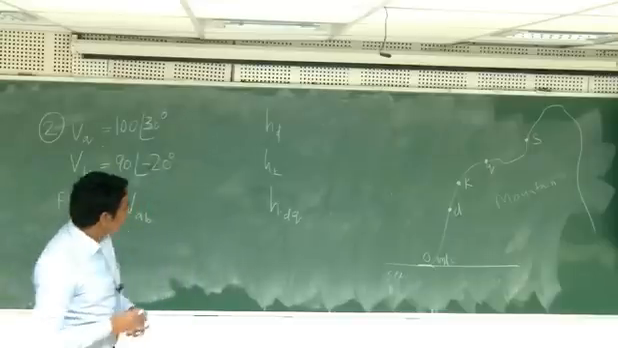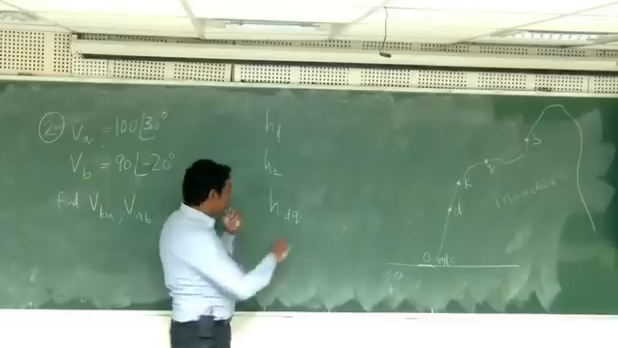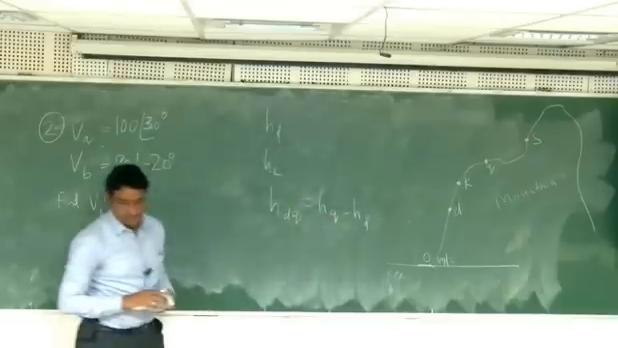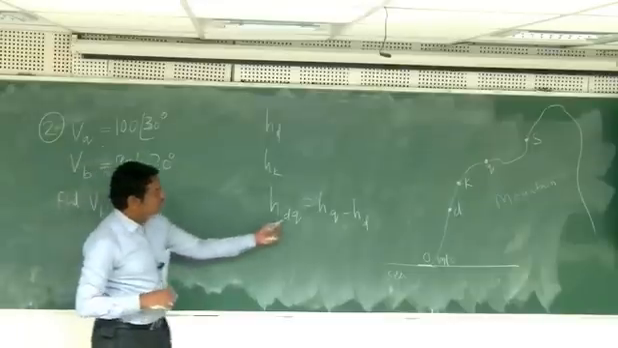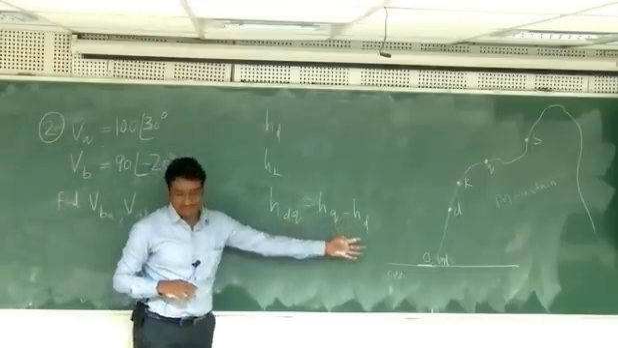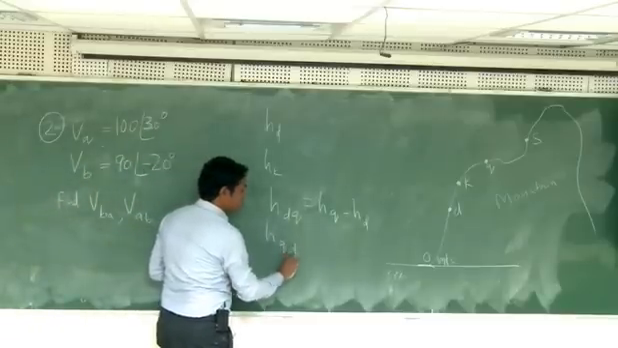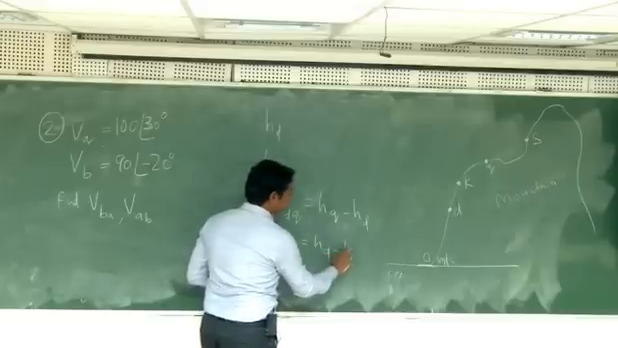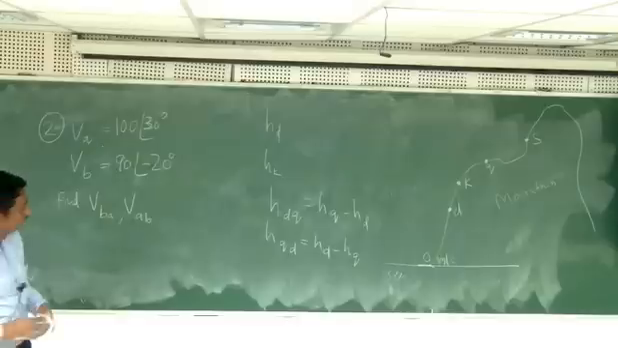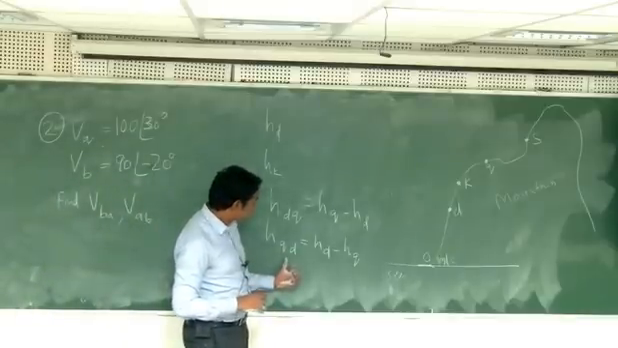So I am asking with reference to D, what is the height of Q? Then you will say HQ minus HD. So with reference to D, what is the height of Q? It will be HQ minus HD, like that. So what is HQD? It will be HD minus HQ. With reference to Q, what is the height of D? Sorry, D. So this will be like this. Am I correct?